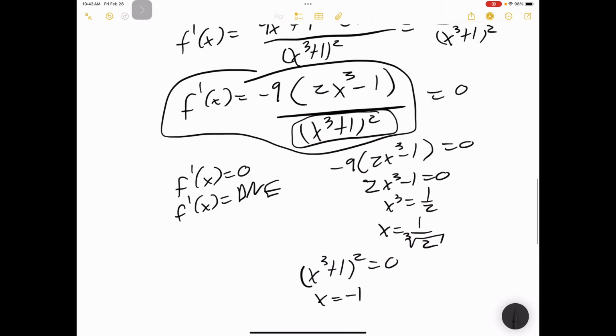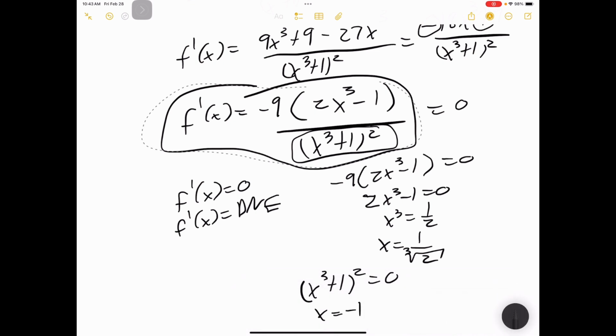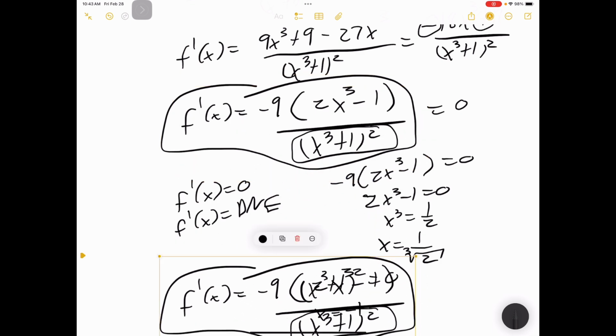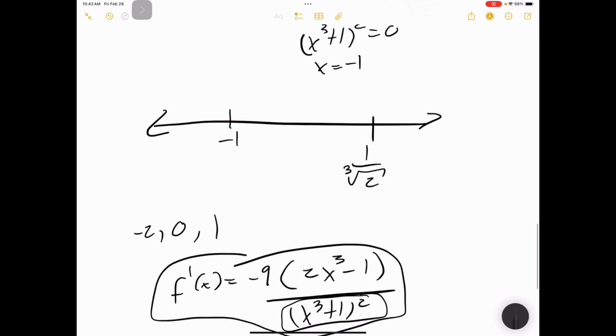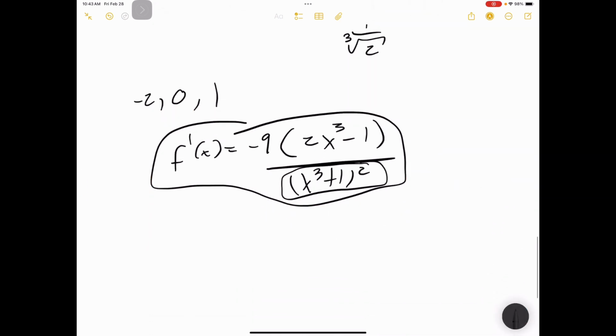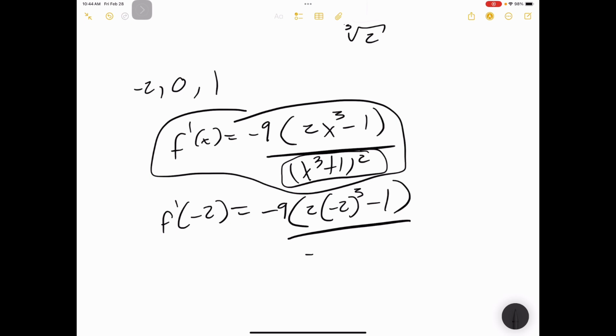And so if I plug in -2 to our function, let's grab our function real quick. I think I can do that like this. I can copy it, bring it down. Here we have our derivative again. If I plug in -2, I get f prime of -2 is equal to -9 times 2 times -2 cubed minus 1 over -2 plus 1 squared.